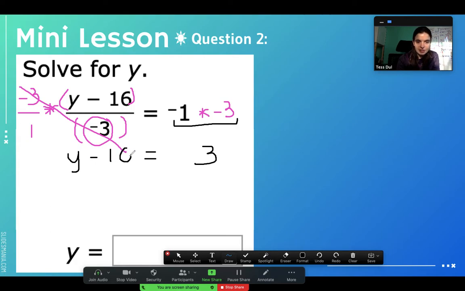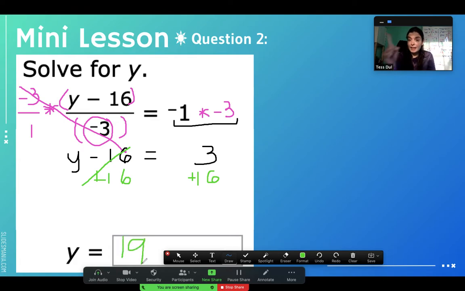Well, now we're just at a one-step equation. What number minus 16 gives us 3? We could use our inverse operations trick. We could say the opposite of subtracting 16 would be adding 16. Negative 16 plus 16 is 0, so that would go away and leave us with just y, which is what we want. And if we add 16 to this side, we must add 16 to this side as well. And 3 plus 16 is 19.